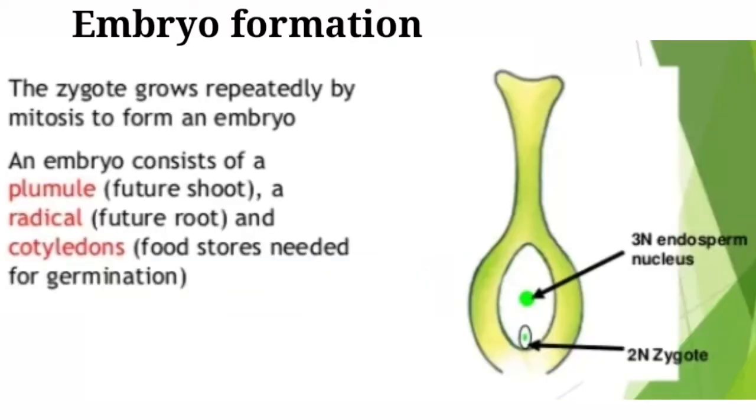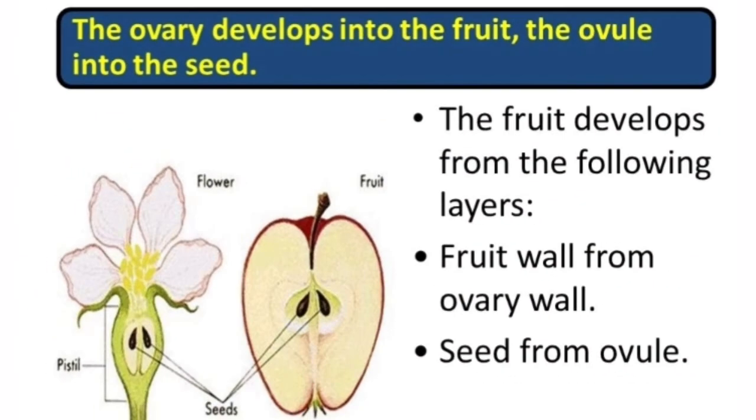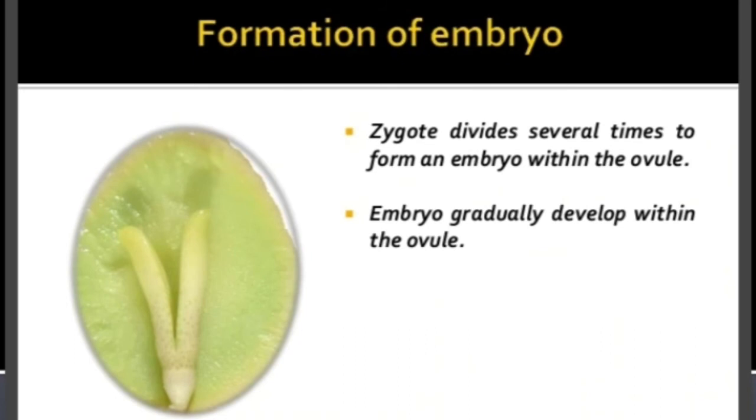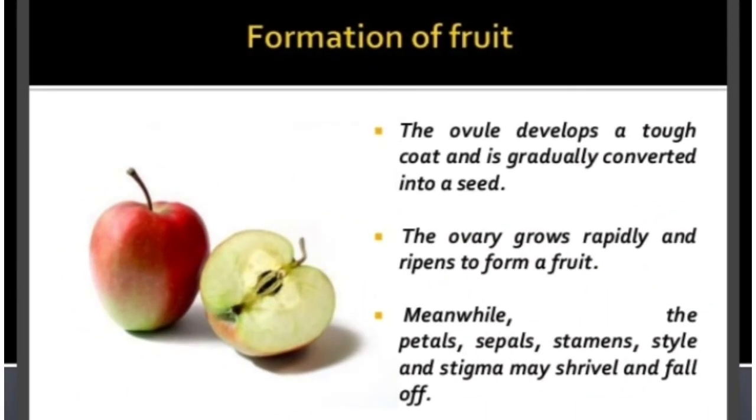After fertilization, the zygote divides several times and forms the embryo, which then develops into the seed, and the ovary develops into the fruit. Zygote divides several times to form an embryo within the ovule. Embryo gradually develops within the ovule. The ovule develops a tough coat and is gradually converted into seed. The ovary grows rapidly and ripens into a fruit. Meanwhile, the sepals, petals, stamen, style, and stigma may shrivel and fall off.